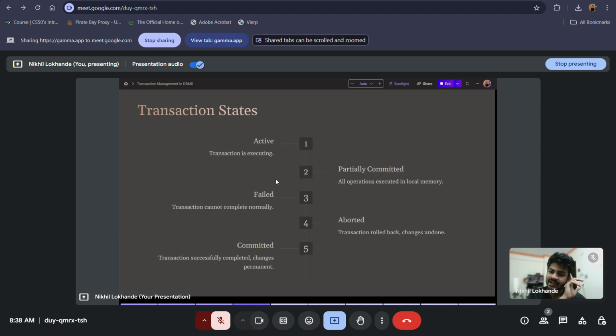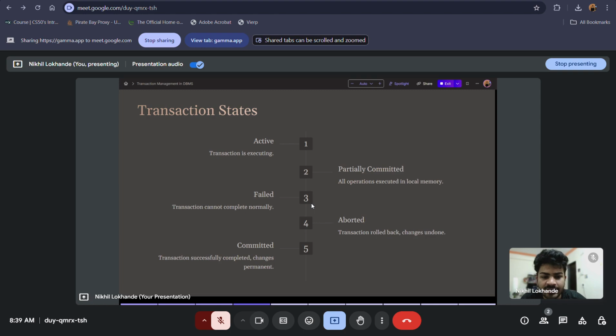So our next slide is about transaction states. So let us understand what are transaction states. There are multiple transaction states. So first is active. Active transaction state means the transaction is being executed. So active transaction state means the transaction is working in place and it is getting executed. It is still in the process and the transaction has not completed yet. It has started, but the transaction has not ended.